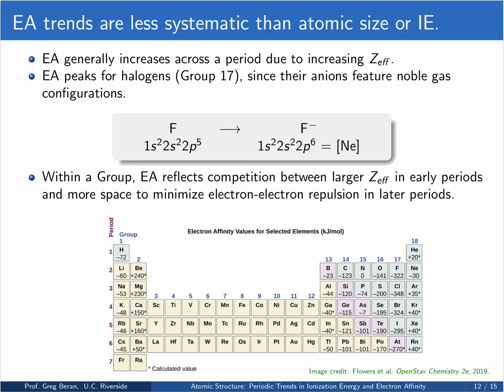Within a single group, moving down the periods, the electron affinity reflects a competition between the slightly larger Z effective values found in the earlier periods and then having more space to minimize the electron-electron repulsion in the larger atoms found in later periods. If you look down some of the columns in the periodic table shown here, you'll see that the electron affinity trends are not entirely systematic.